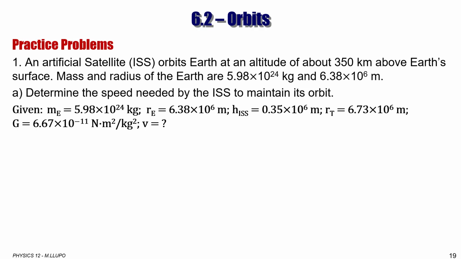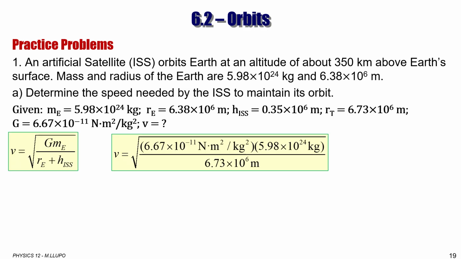The gravitational constant is 6.67 times 10 to the power of negative 11 Newton meter square over kilogram square. Speed is required. Let's write the formula. Make sure that you have everything as a standard unit. Plug those numbers in your calculator, and you're going to get 7.698 times 10 to the power of 3 meter per second, carrying a plus 1 sig fig from 3 to 4.